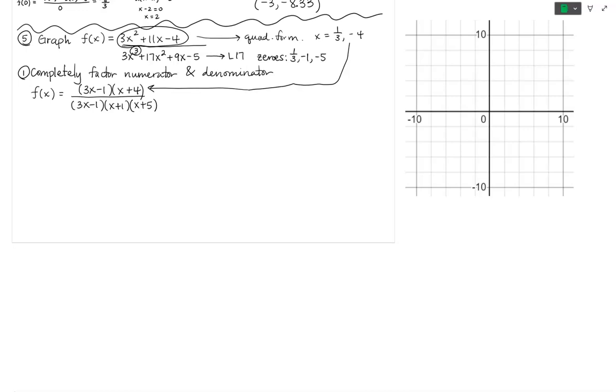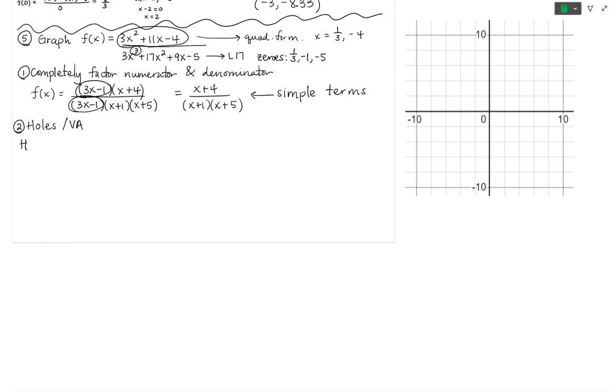So now that we have this completely factored, we're going to move on to step 2, where we look for holes and vertical asymptotes. So first we check to see if anything cancels, and the 3x minus 1 does cancel. So first let me take a second to write this function now in simple terms. So I have the function written in simple terms.